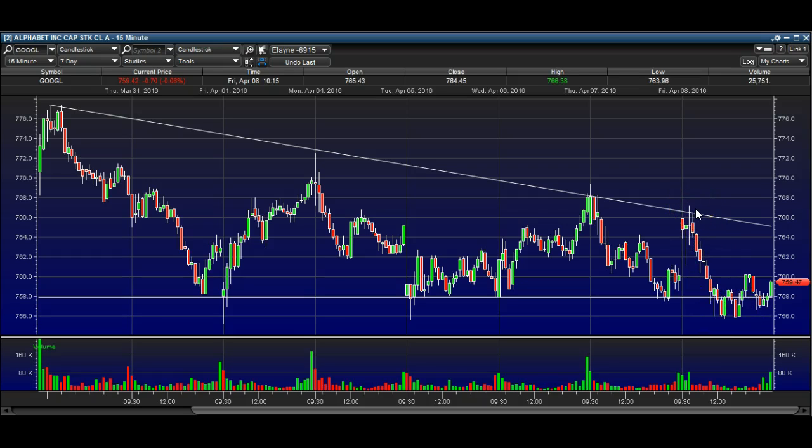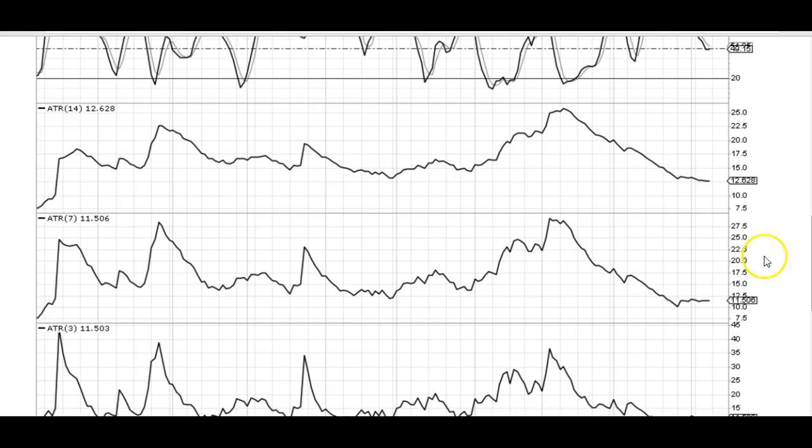I believe I left off from the why we did not take this trade. So the high over here of Friday's session was 767. The low over here was 756. Okay, so that is an 11-point range already. And if you remember, 11.5 to 12.6 is the average range.